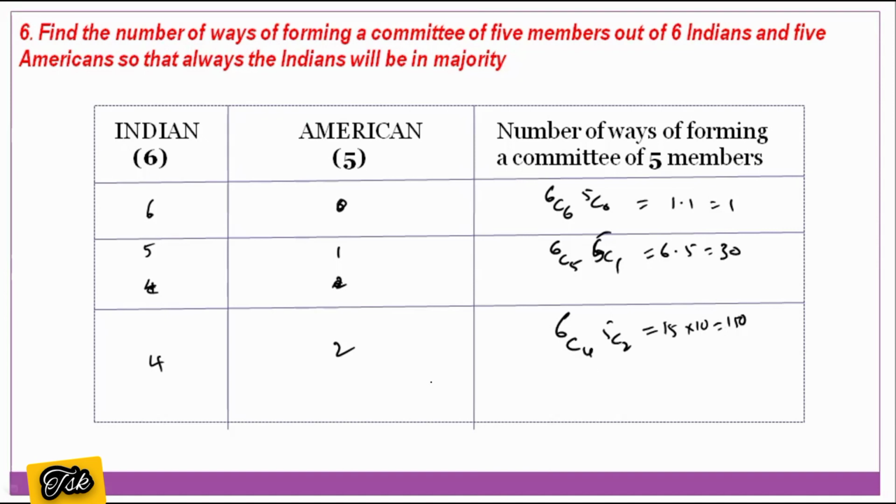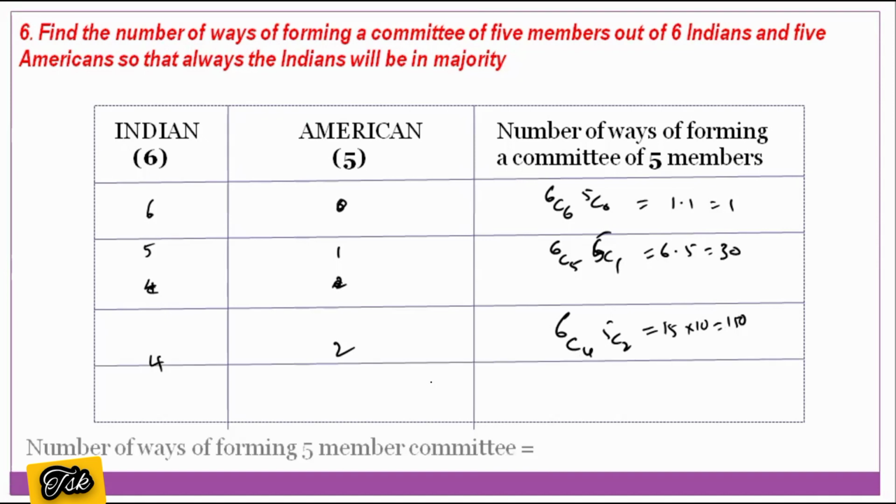Okay, therefore the total number of ways of forming a 5-member committee is 1, 30, 150, that is 181 ways. 6C6 is 1, 5C0 is 1. Okay, 6 members are formed. 6C5, 5C1, 6 members. 6 into 5 is 30. And then 6C4 and then 5C2. This becomes 15 into 10, 150. Totally 181 ways we can select, such that the Indians will be in majority.